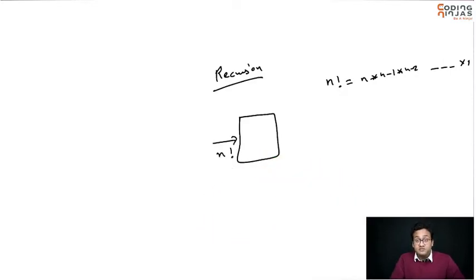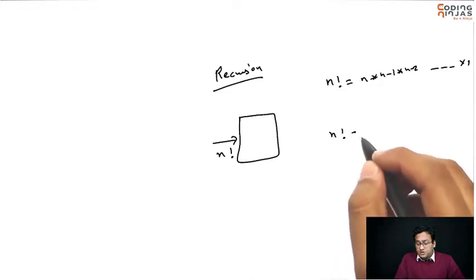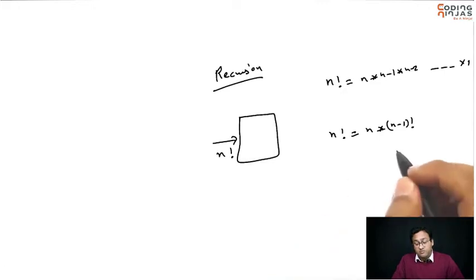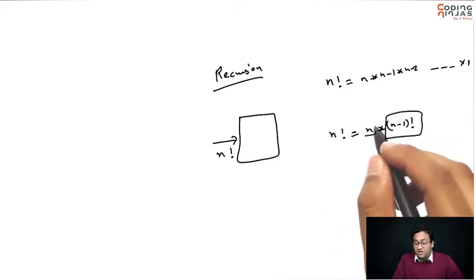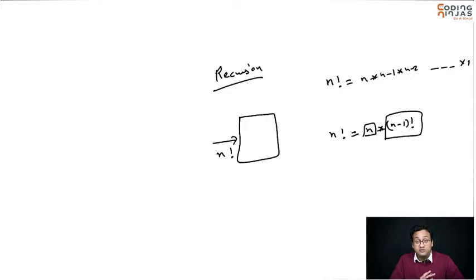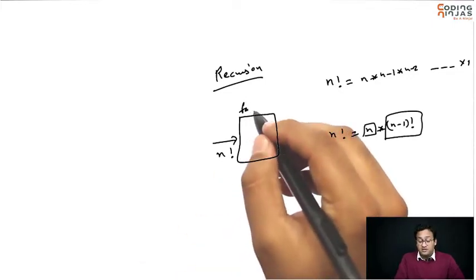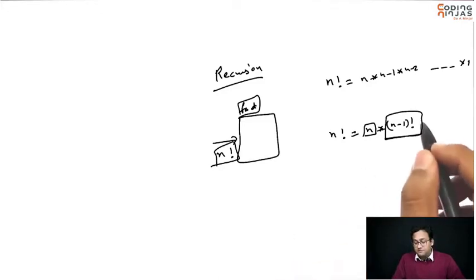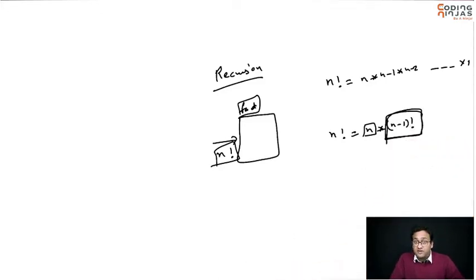Now the function is saying, I can do that, but my life will be so much easier if you give me the answer to n minus 1 factorial. If you give me the answer to n minus 1 factorial, I just have to multiply with n. This is the function talking. So the factorial function is saying, calculating n factorial is super easy for me if I know the answer to n minus 1 factorial. I'll just multiply the answer with n and I will be able to give you the answer which is required.